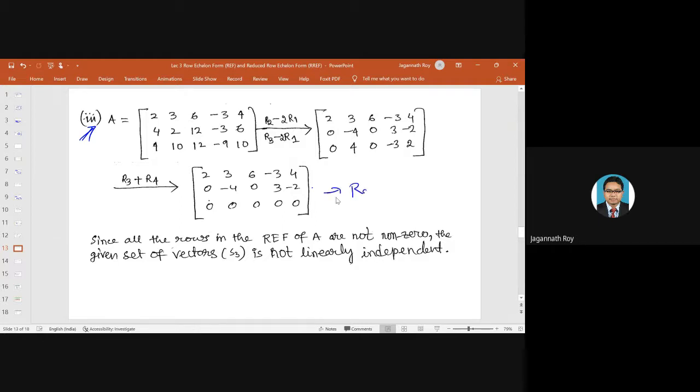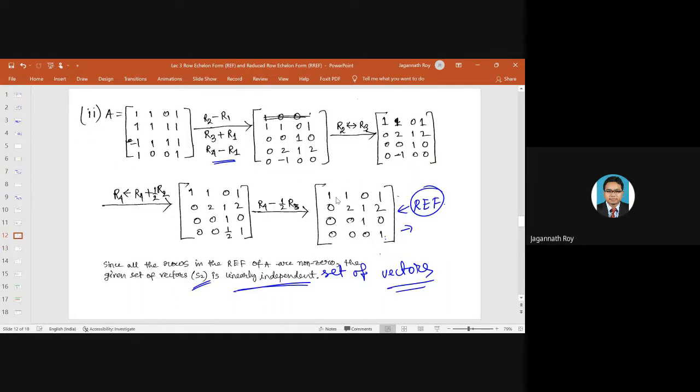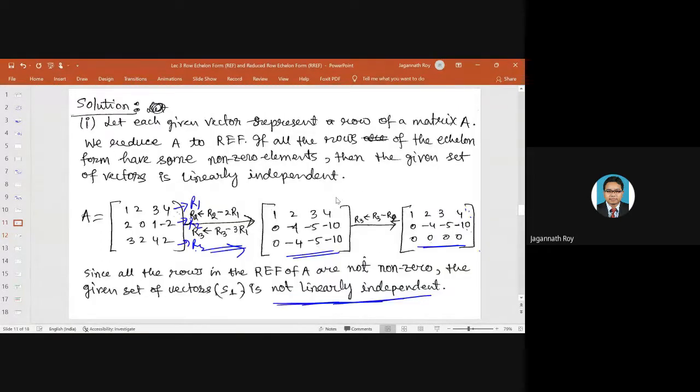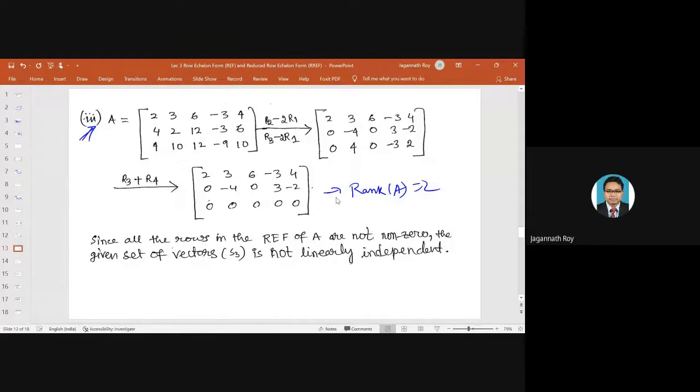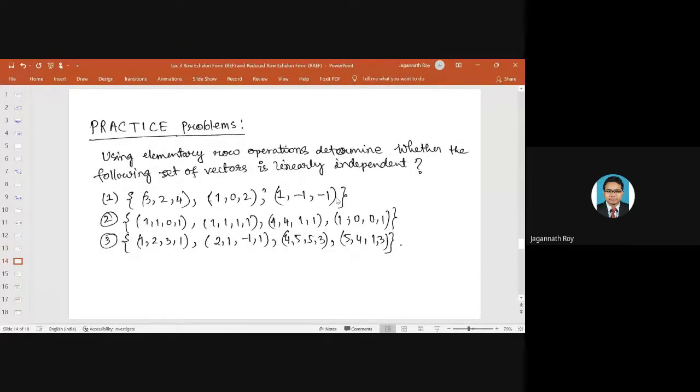So from here the rank of A is 2. Here the rank of A is 4. Here we have rank 3. And the last one is 2. Is your doubt clear now? Yes, sir. Okay, right. So these are some practice problems. Try to verify whether they are linearly independent or not.